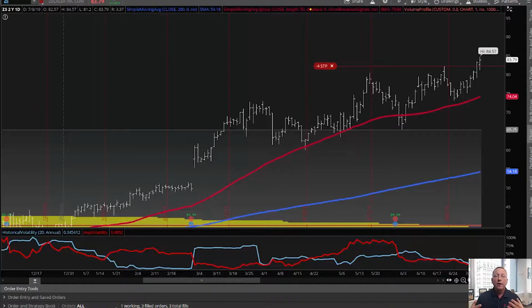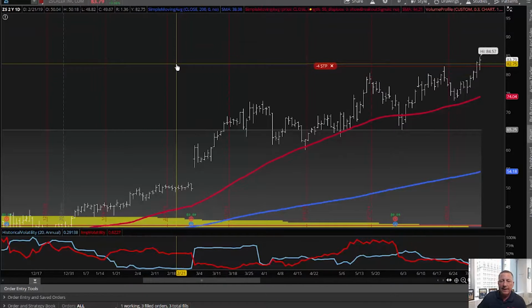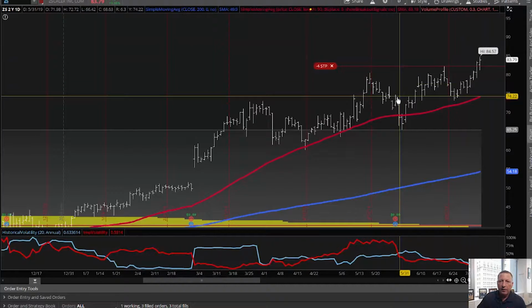And I want to show you how we adjust a position and how we manage our risk here to maximize reward to risk. All right, so here's what I have up on the screen right now. You can see a graph here of a stock that we put a position on just a couple weeks ago called ZS, Zscaler.